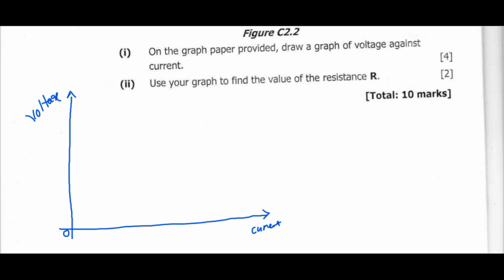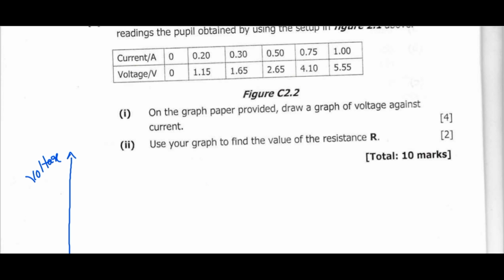Now we don't know if this obeyed Ohm's law or if it did not obey Ohm's law. So before we even plot, I would prefer you first check if it obeys Ohm's law. So how? Let's calculate the resistance. So resistance is equal to, we use the first pair, voltage over current.